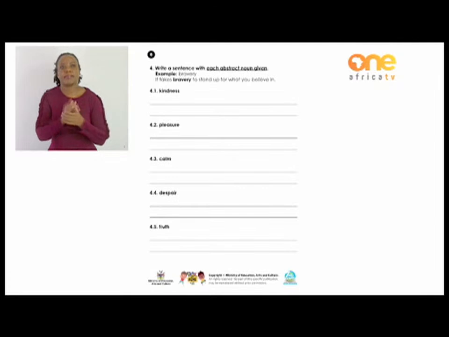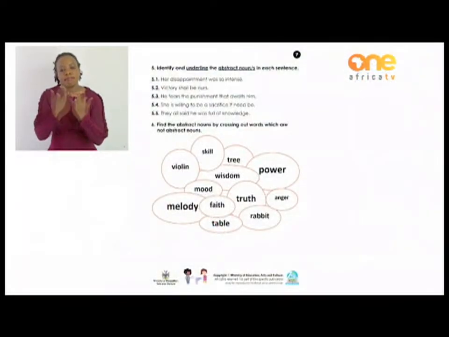Let's quickly move on to page 7. We have activity 5 there. Identify and underline the abstract noun or nouns in each sentence.